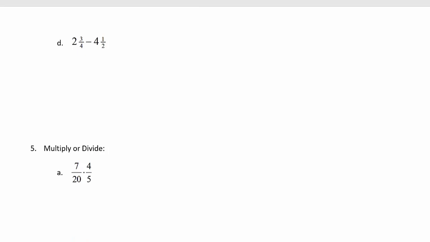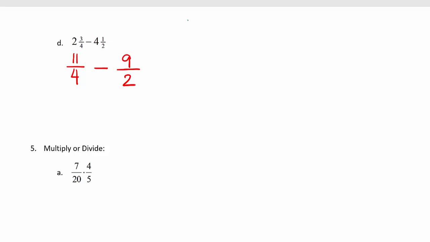Now, if you want to add or subtract with mixed numbers, I think the easiest way to do that is to just change these into improper fractions, and then you don't have to learn anything new. You don't have to change them into improper fractions, but there are some cases, especially some types of subtraction problems, where it'll be a lot easier to do so. So let's see. 2 times 4 is 8, plus 3 is 11. So 11/4 minus 4 times 2 is 8, plus 1 is 9, 9/2.